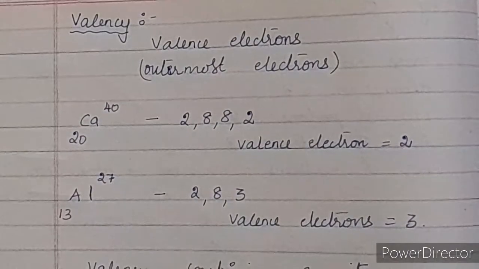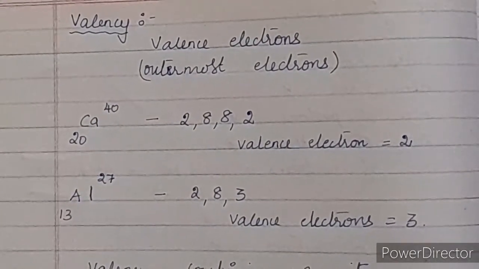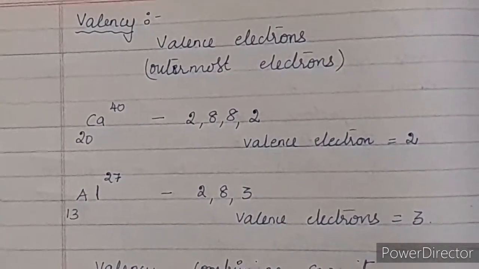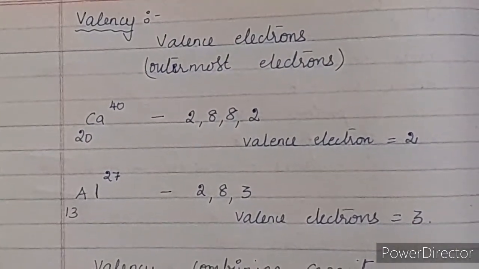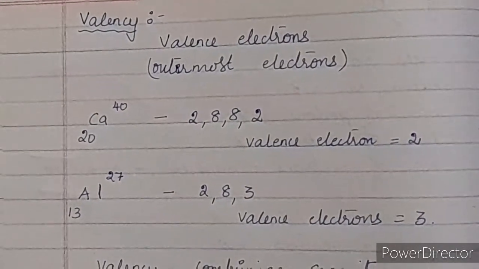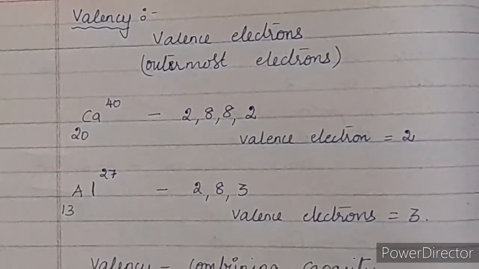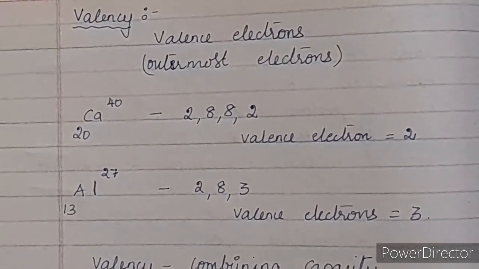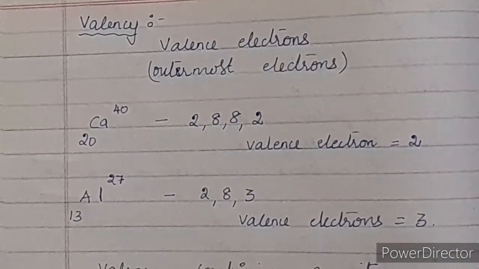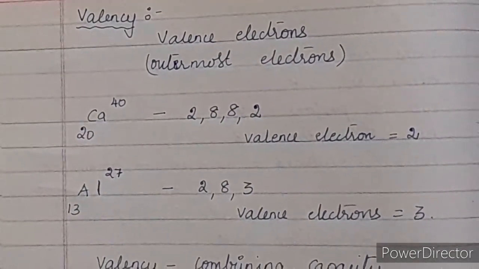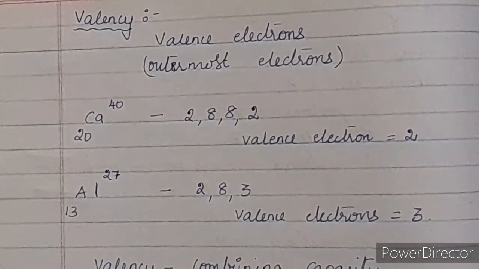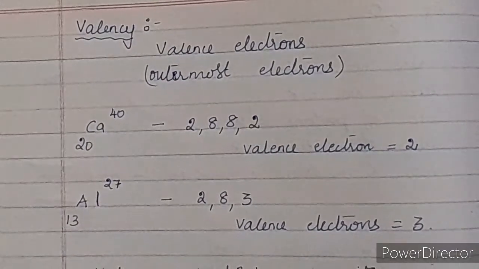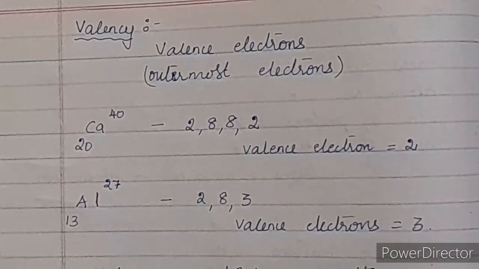This valence electron plays a very important role, because the chemical properties of the element are based on these valence electrons, because these valence electrons take part in the chemical reaction. Since they take part in the chemical reaction, they decide the chemical properties. Elements with the same number of valence electrons will show similar properties, and if the valence electrons of two different elements are different, then those elements will have different chemical properties.